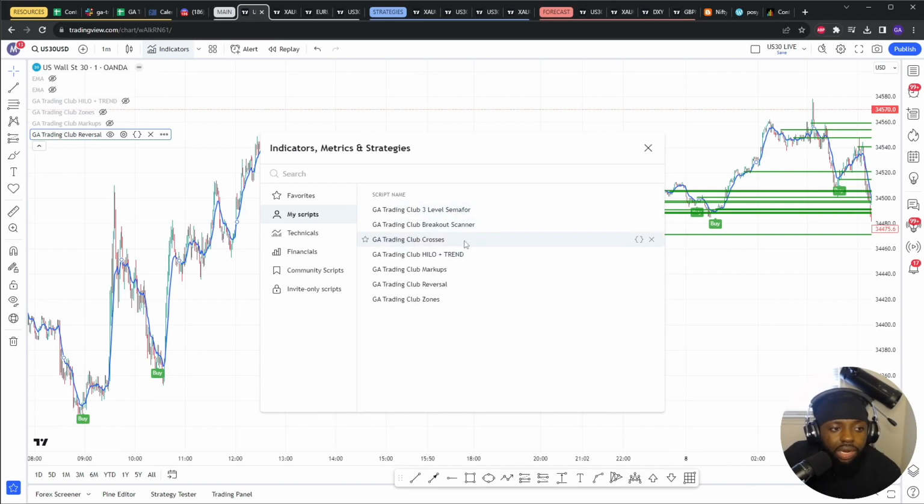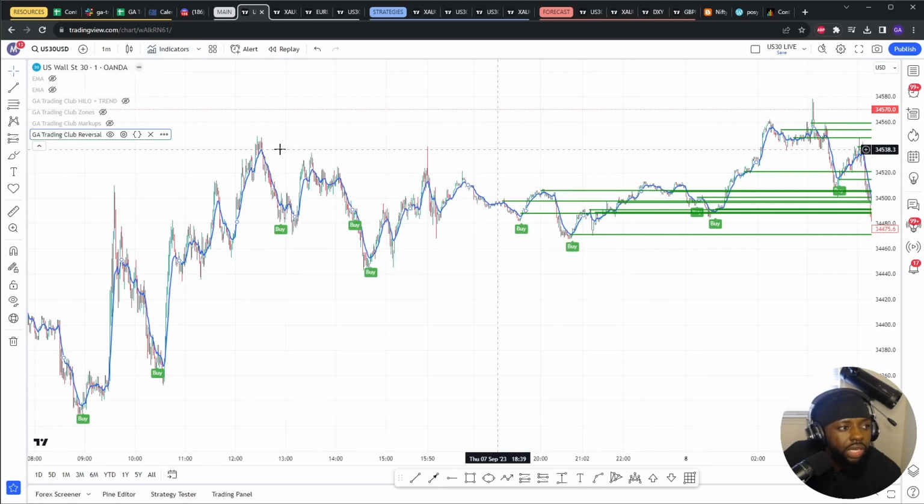We have the breakout scanner. We have the crosses indicator. We have the high-low plus trend. We have the markups indicator. We have the reversal indicator. And then we have the zones indicator. So let me just give you guys a brief of them.